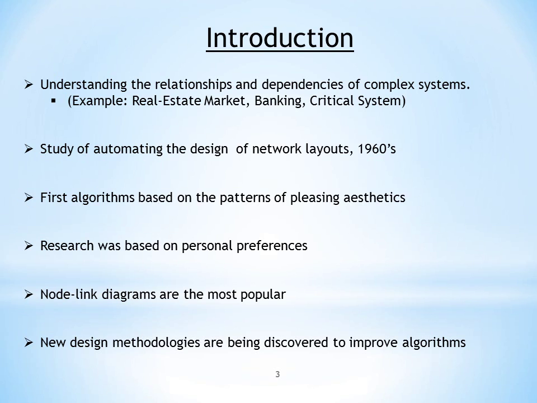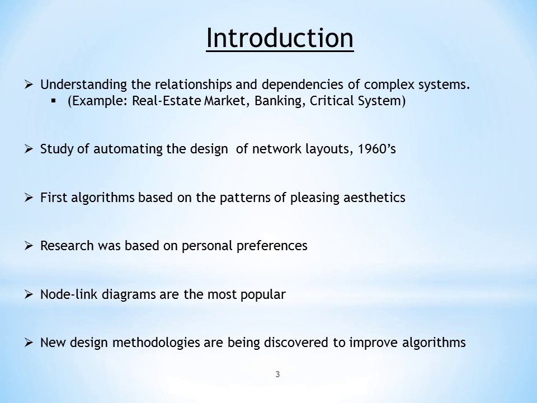Introduction. The key to understanding the relationships and dependencies of complex systems such as real estate markets, banking, and other essential systems is to fully understand the visual connection through node link diagrams. Since the early 60s, the automation of node link diagrams has been designed and studied by scientists and engineers. Early on, algorithms were designed and based on the patterns and aesthetically pleasing organization done by humans. Network layouts were either force-directed or layered, neither of which humans preferred.